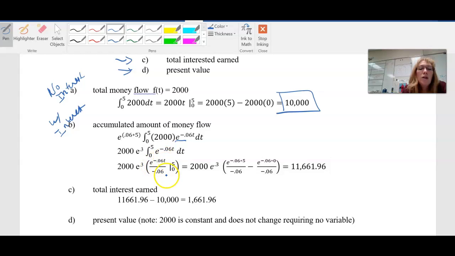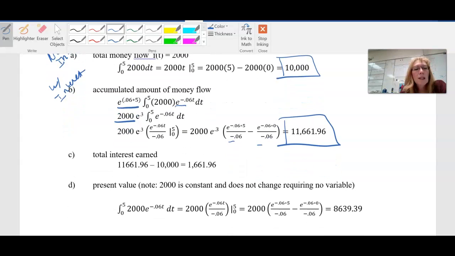Now we do our integration from 0 to 5. We plug in 5 and 0, and I would have $11,661.96. All I did here was pull out the e and the 2,000. Nothing major, because they were both constants.